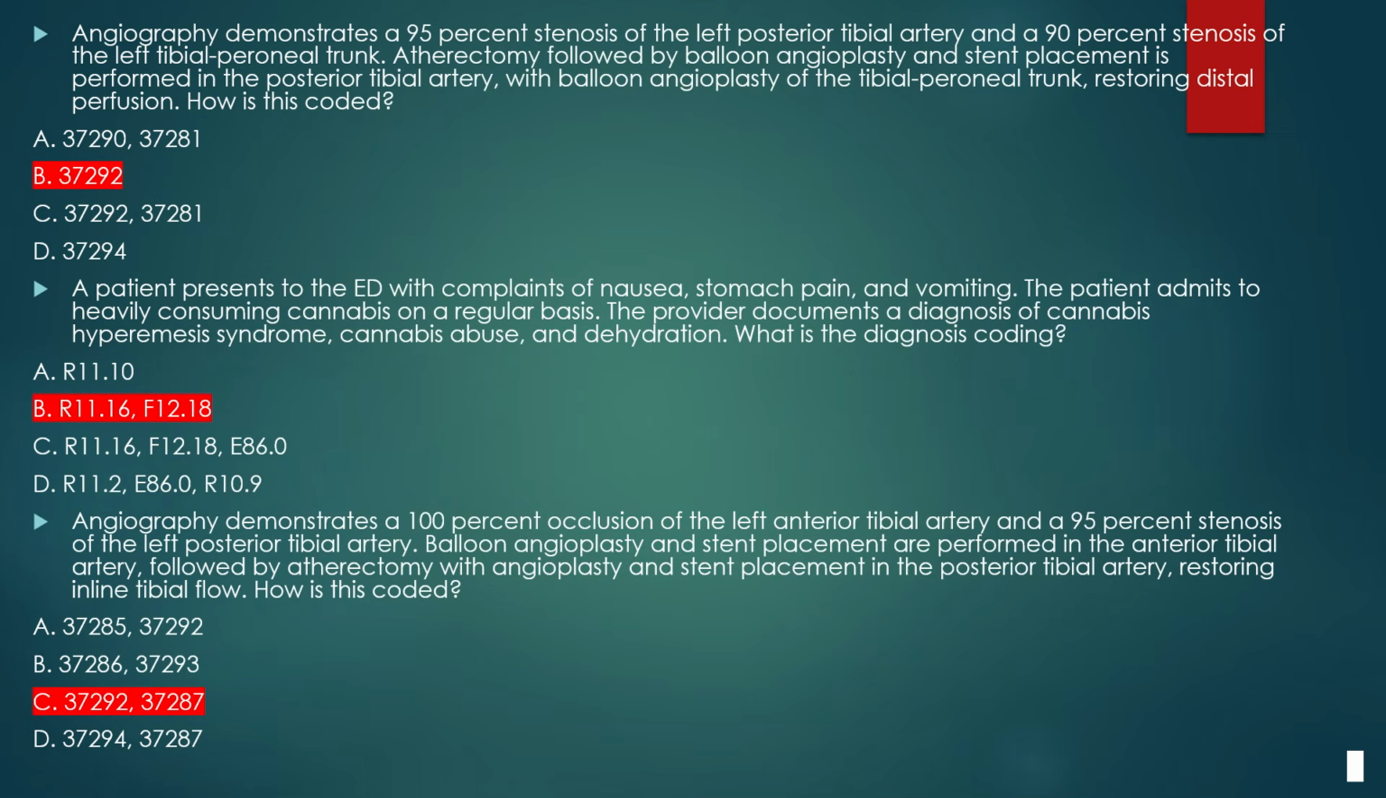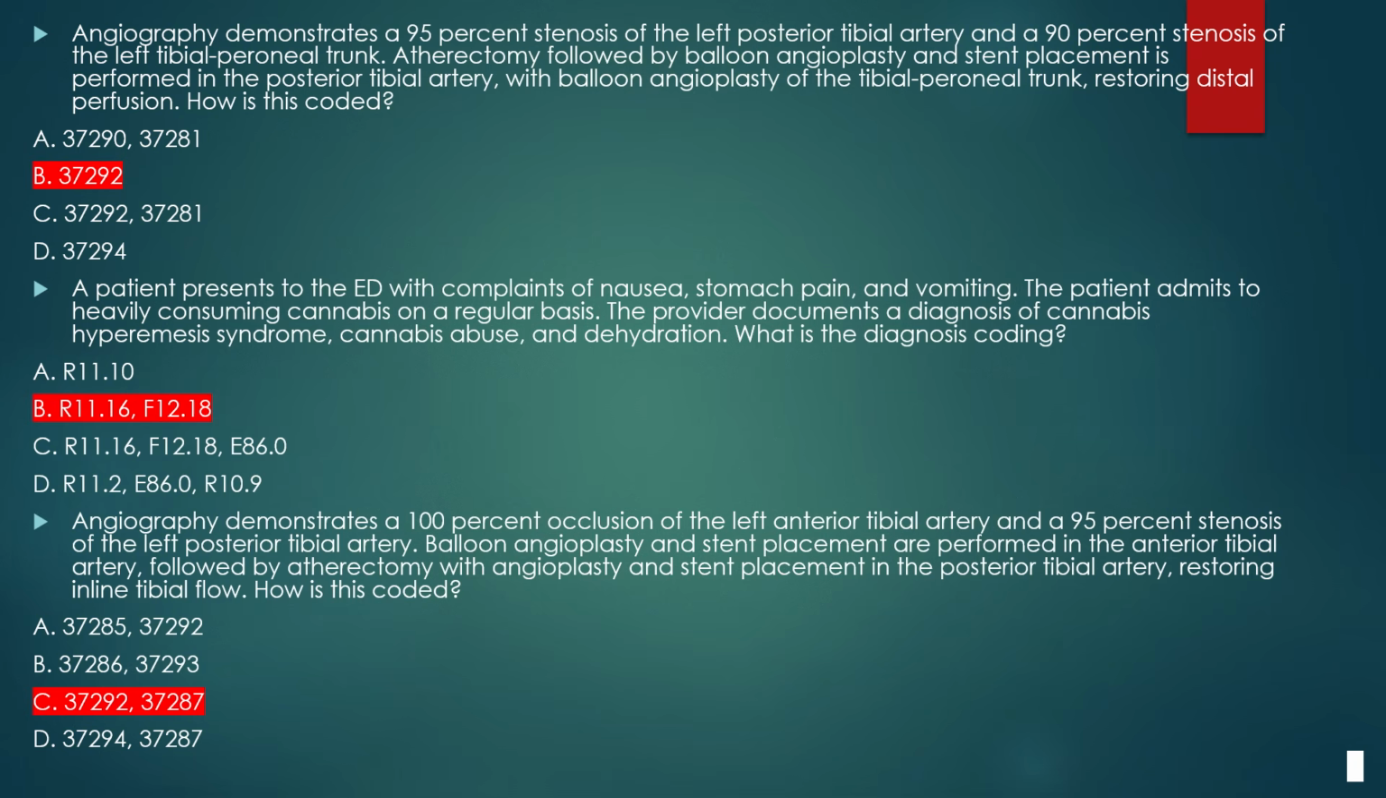Angiography demonstrates a 95% stenosis of the left posterior tibial artery and a 90% stenosis of the left tibial peroneal trunk. Atherectomy followed by balloon angioplasty and stent placement is performed in the posterior tibial artery, with balloon angioplasty of the tibial peroneal trunk, restoring distal perfusion.